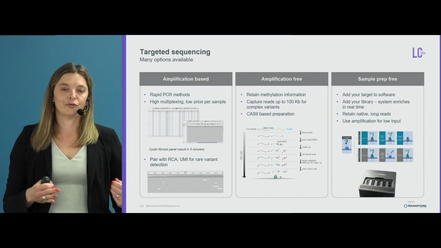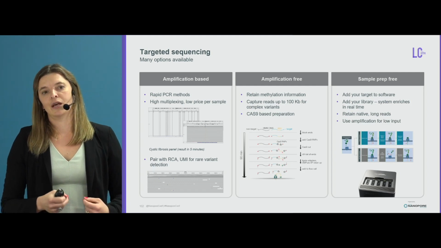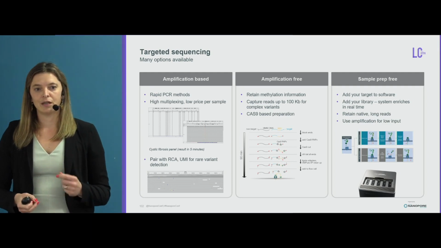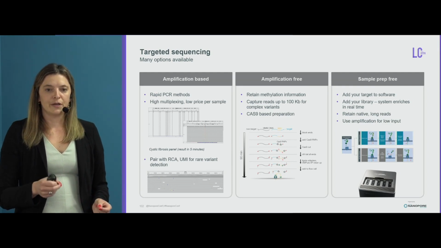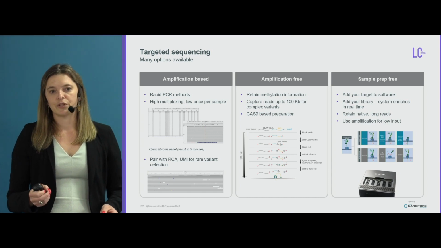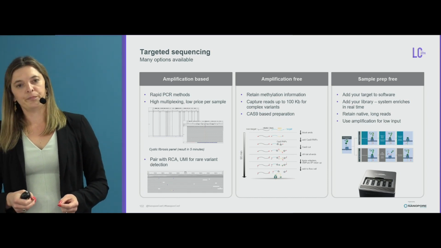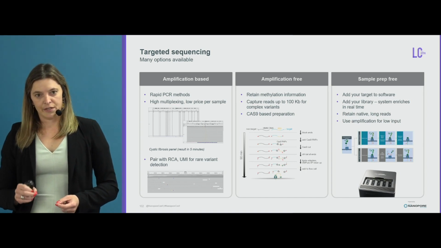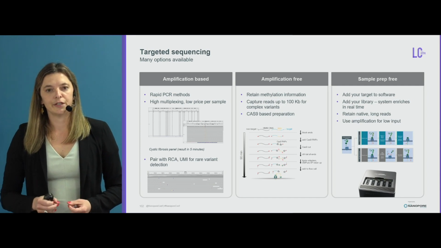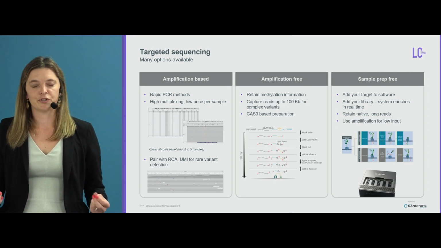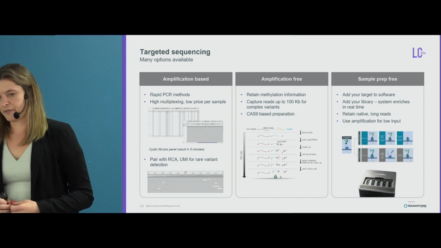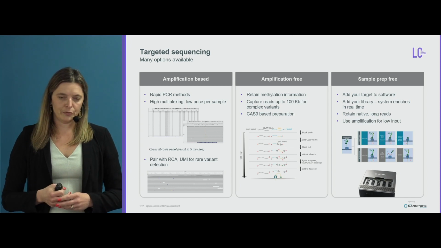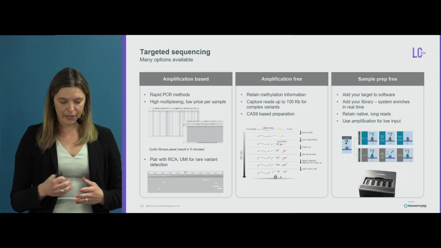On targeted sequencing, we now have 3 options. We have the amplification-based, and so here we have rapid PCR methods. You can do high multiplexing. Now with all of the UMIs, the RCAs, you can do rare variant detection with incredibly clean and high accuracy data. And we can also do amplification-free targeting. So the Cas9 kit is available in store. And there you can retain all of your methylation information. You can capture reads up to 100 kbs, do complex variants, and all of the things that you would want to do on a whole genome scale, but perhaps you want to sort of save yourself some capacity or multiplex.